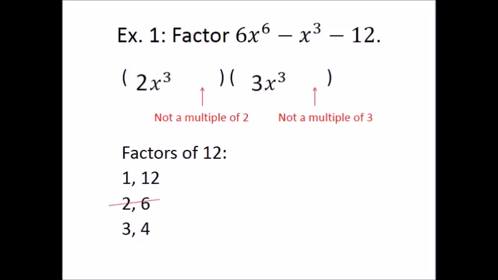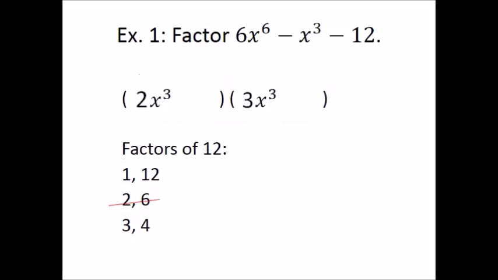In that case, I can cross out the factor pair 2 and 6. They're both multiples of 2, so I wouldn't be able to avoid placing a multiple of 2 with the 2x to the 3rd if I used this pair. So I'll try the 3 and the 4 first. If 3 and 4 work, the 3 will have to go on the left and the 4 will have to go on the right to avoid making common factors within the parentheses.